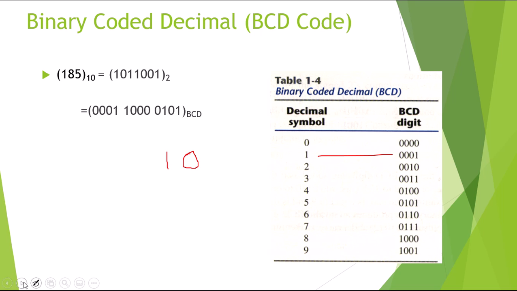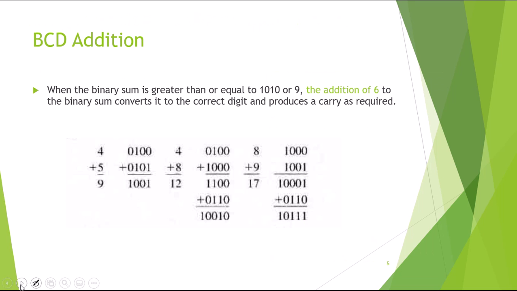So to cater to this problem, what we do is, if we have a sum that is greater than 9, that is 1010, we add 6 to it so that it can be represented in a proper way, in correct digits. We'll see how it happens, and then I can explain better.